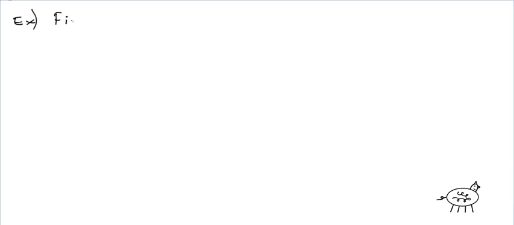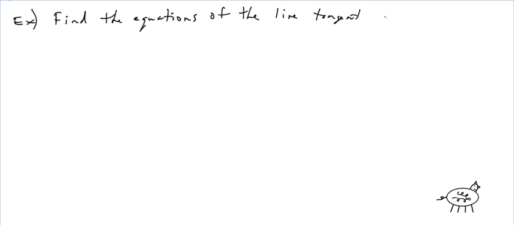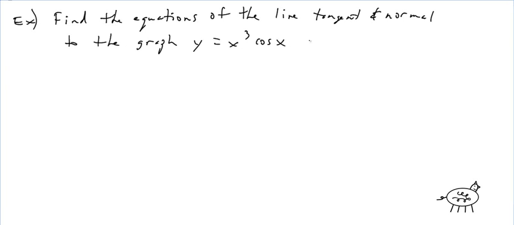Find the equations of the line, or of the lines, tangent and normal to the graph y equals x cubed cosine of x at x equals pi. Okay, so it's pretty easy. Just got to take the derivative, right? We're trying to find the slope of the tangent line.